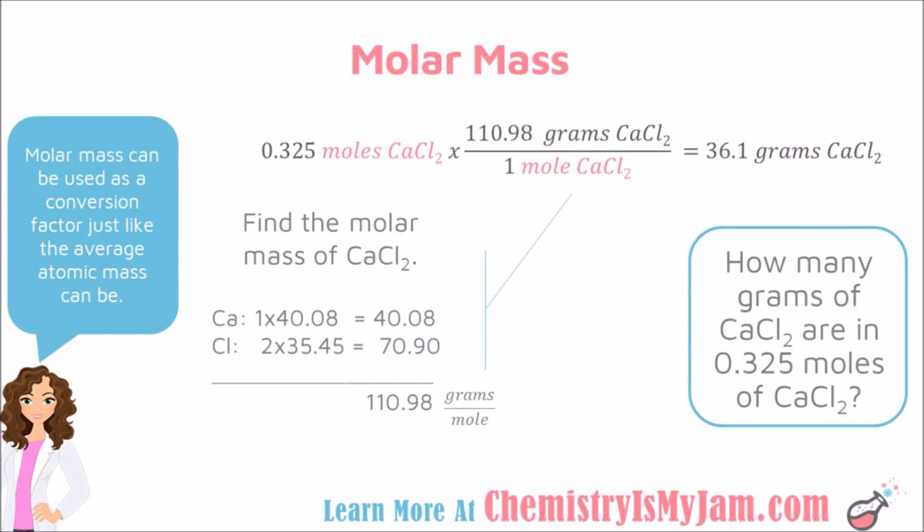So I'm going to take my calculator and multiply by everything on the top, divide by everything on the bottom. 0.325 times 110.98 divided by 1 gives me 36.1 grams of calcium chloride. If this had been a question where we had started with grams and were calculating to moles, I would have ended up with this conversion factor being flipped. So this is just an example of how you can use molar mass to convert from moles to grams or from grams to moles.